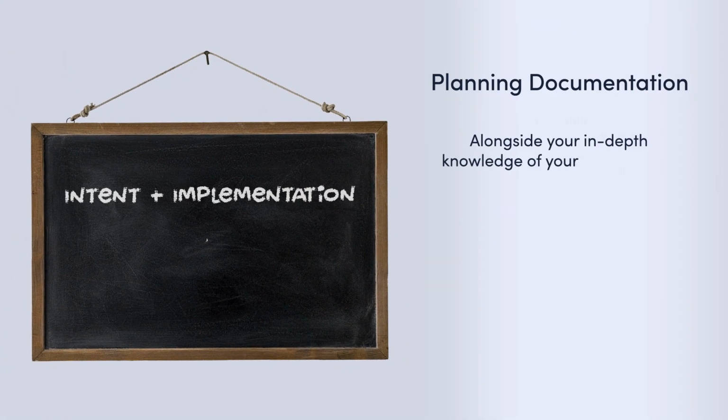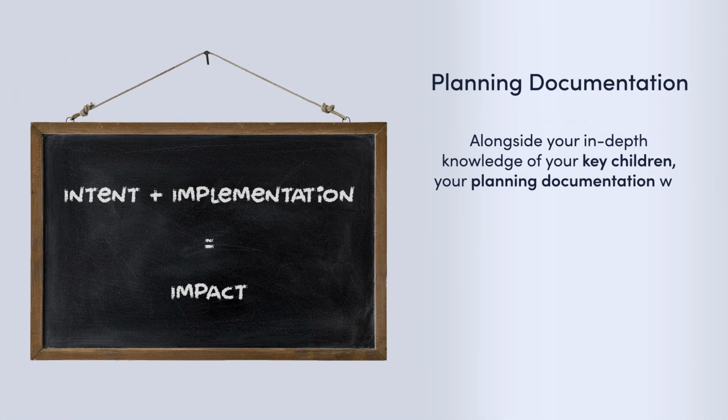Alongside your in-depth knowledge of your key children, your planning documentation will help demonstrate how you meet the 3 I's. To do this effectively, staff will need to have sound knowledge of their key children, how children learn, and what they will gain by using and understanding the characteristics of effective learning, or how effective your cultural capital is. Staff need to be clear on developmental milestones and how these lead to the early learning goals.